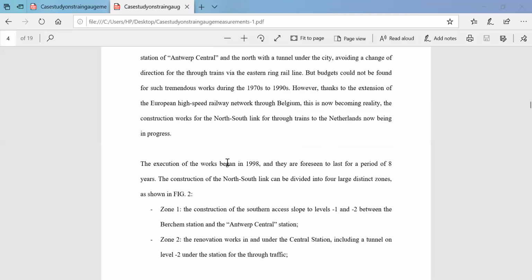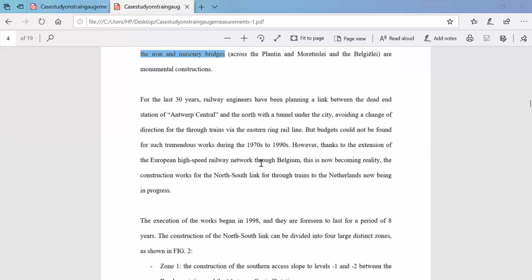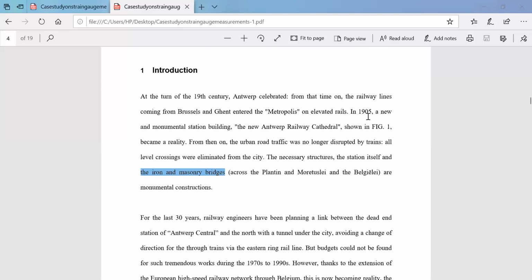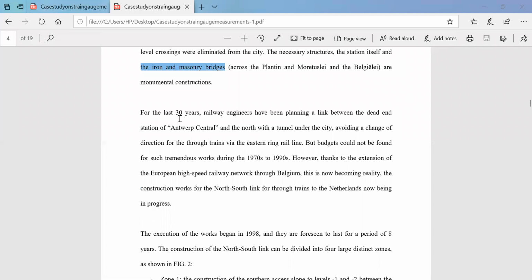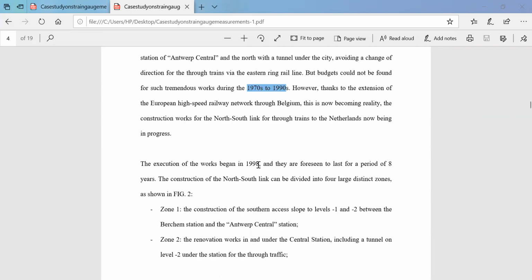This execution of work began in 1998. They had established the station in 1905, and after that, the initiation of this project came in the 1970s to 1990s. There was still a failure of budget; all budgets were sanctioned by the 1990s, but they were able to start this work only in 1998. It is foreseen to last for a period of 8 years.